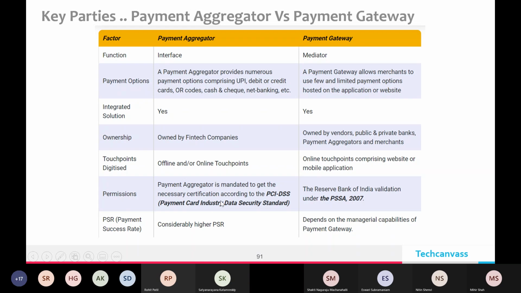Okay, so the PCI standard, the Payment Card Industry standard, is very important. Even if you build any kind of fintech company, gateway or aggregator, any product you offer should follow the PCI standards. Then only is it widely accepted and globally recognized. And the success rate is also higher in the case of an aggregator, whereas in the case of a gateway it is slightly lower.